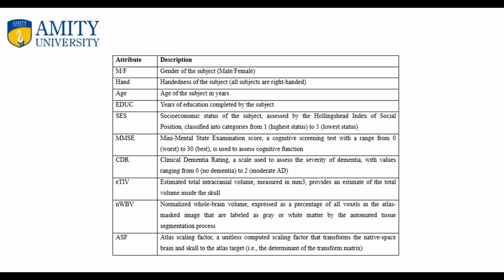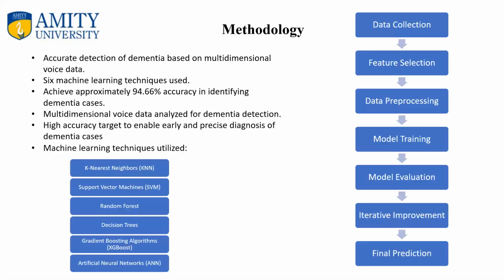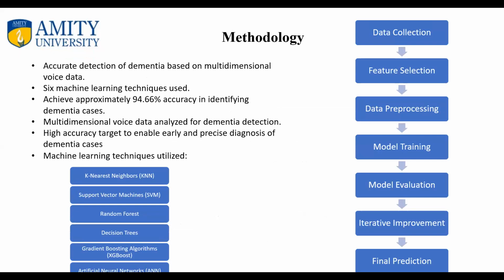A method that I have taken. My objective was to accurately identify dementia using a multi-dimensional dataset. To achieve this, we employ 6 machine learning algorithms for robust outcomes. We attained an accuracy of approximately 94.66 in determining dementia cases. By analyzing this multi-dimensional dataset, we effectively determined dementia. Our target was to achieve high accuracy and enable early and precise dementia diagnosis.